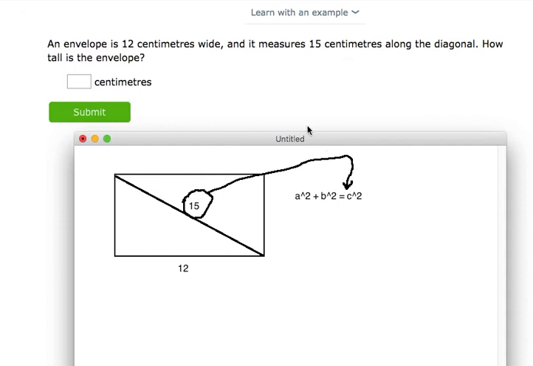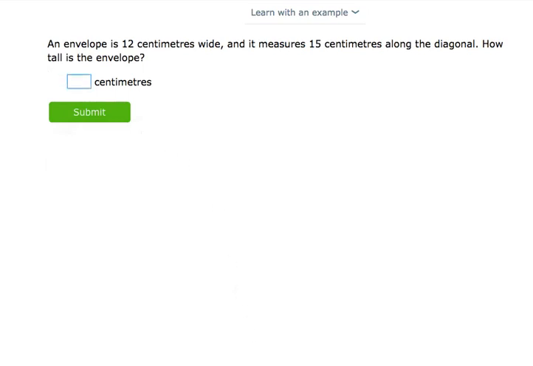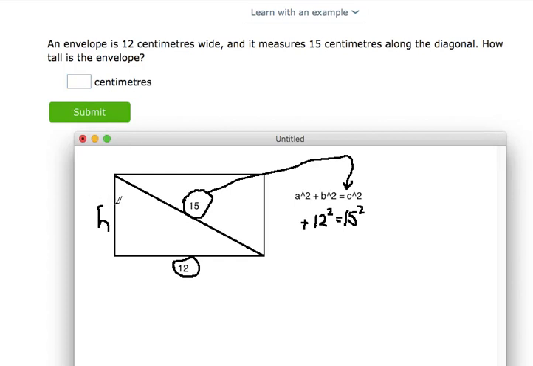And my equation is going to look like this. I'm already going to write in 15 as my c, so 15 squared shows up on the right. And the 12 here is one of the legs, so I put him here. And the missing thing, which here they're calling the height or the tall of the envelope, so let's call that the height, is showing up here as one of the legs. So that's your a squared or your b squared is the height.